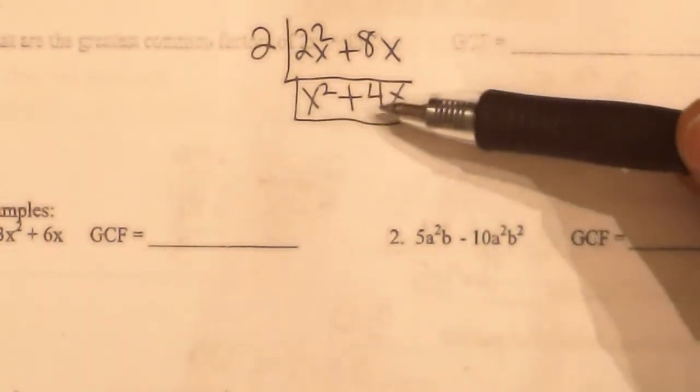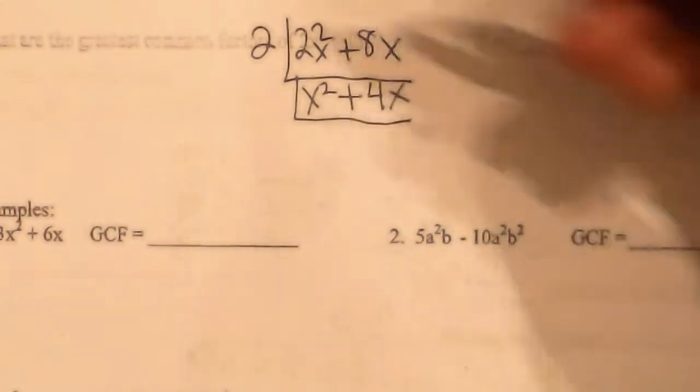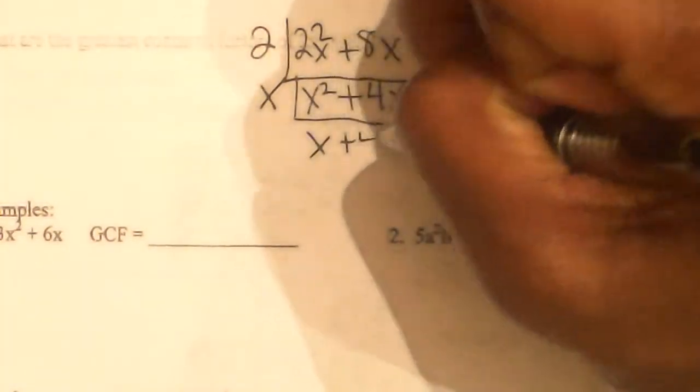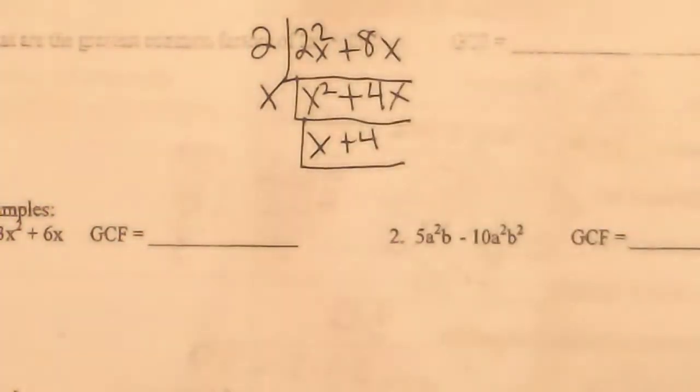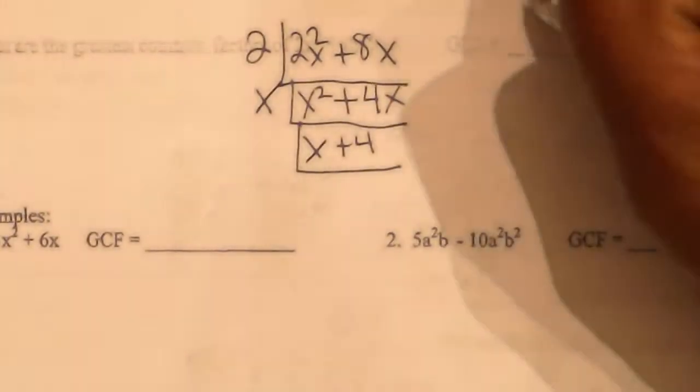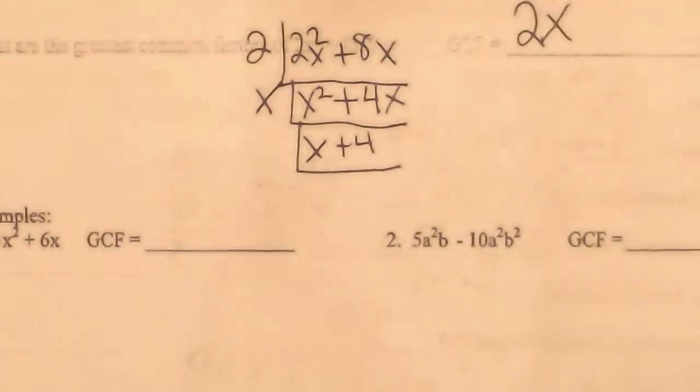So now look at both terms. Do they have a variable in common? Yes. They have an x we could pull out. And that leaves us with x plus 4. Then we look at it. Anything else? No, it's just a variable and a number. So our GCF is 2x. Got that? Okay, let's look at some more.